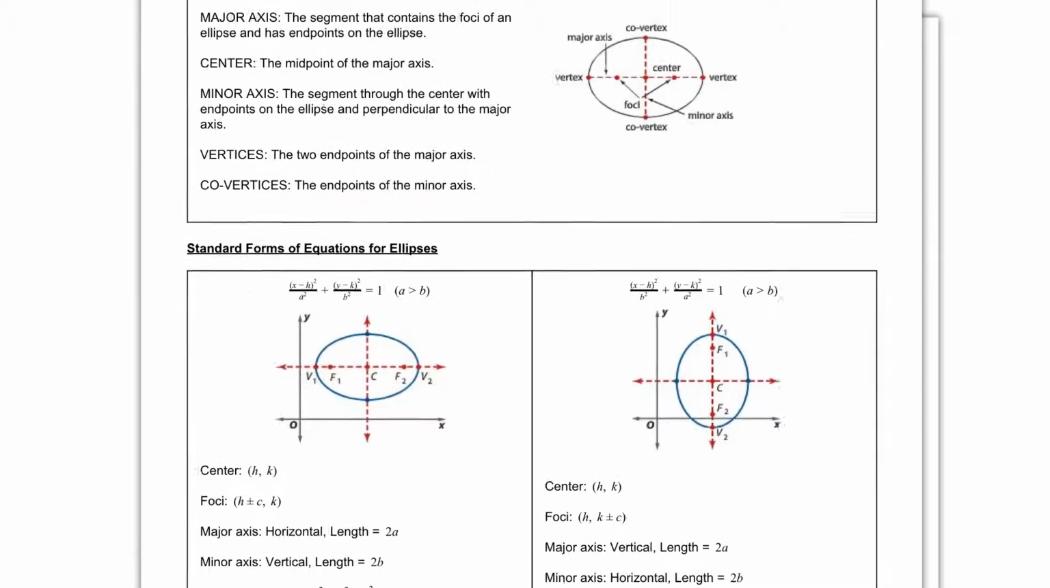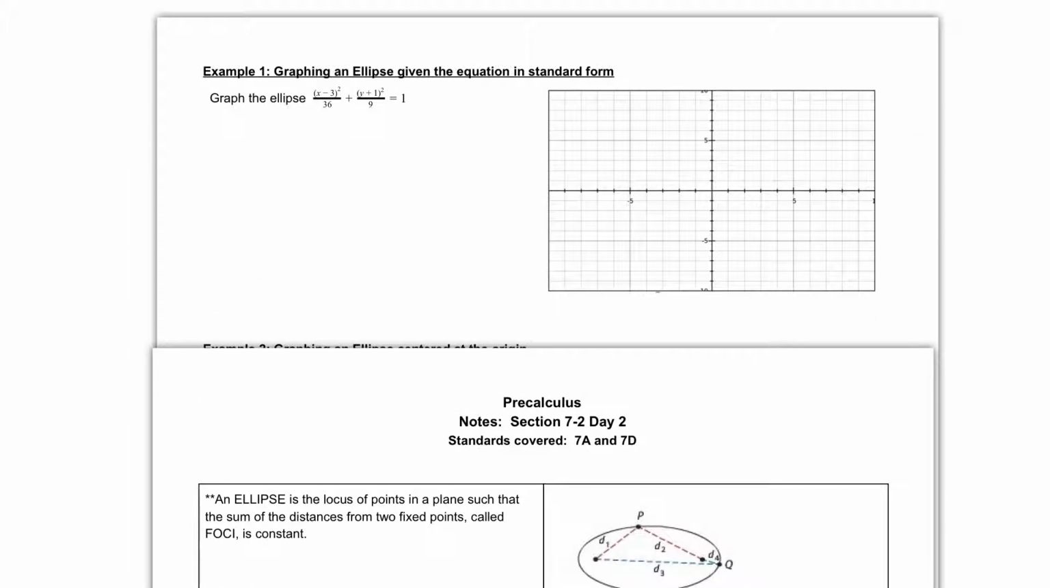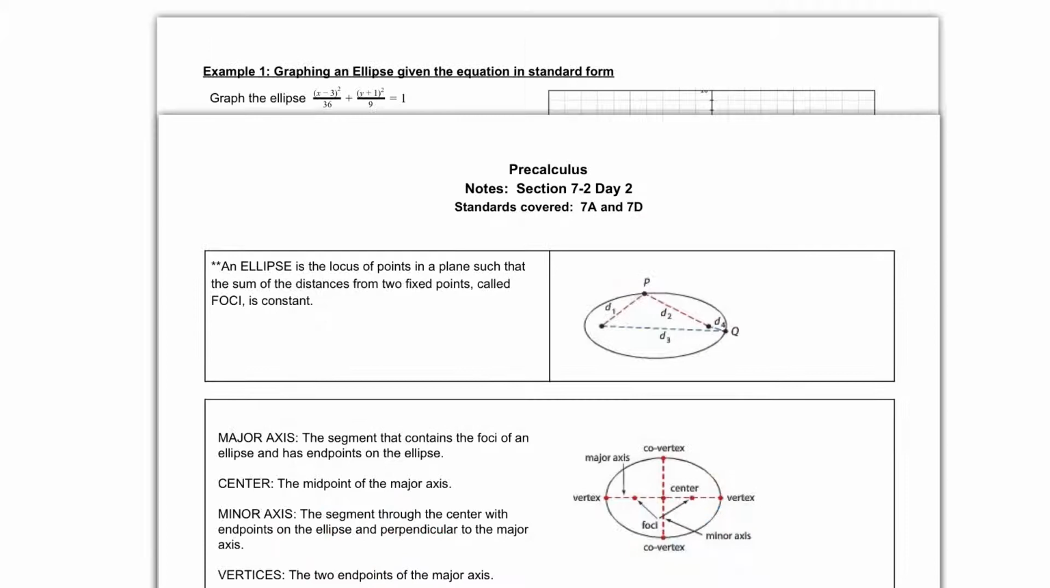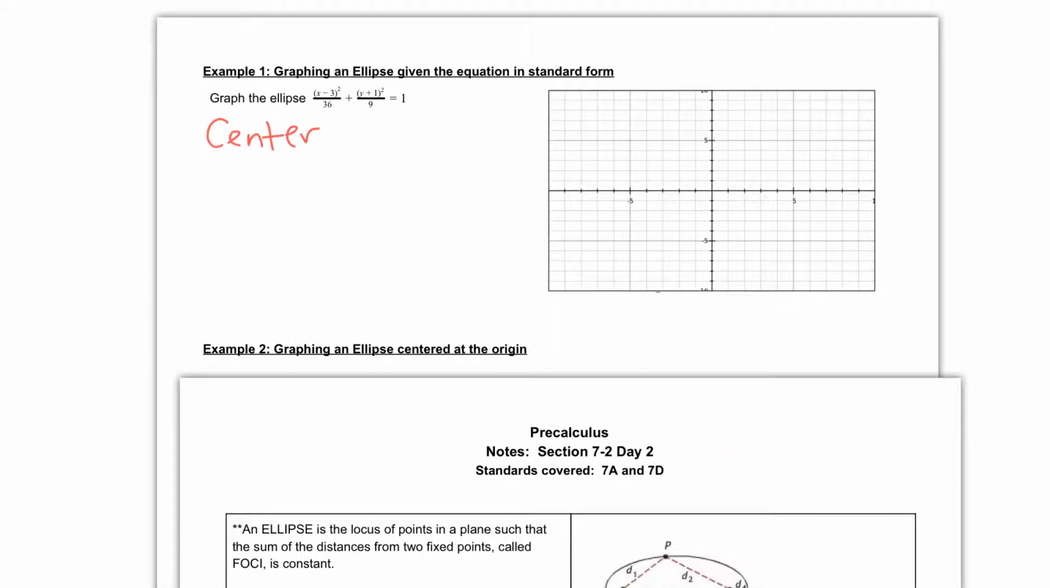So let's take a look back at example 1. Example 1 says, to graph the ellipse (x minus 3) squared divided by 36 plus (y plus 1) squared divided by 9 equals 1. In order to graph this, the first thing we want is the center. Actually, before we even find the center, we want to know which equation we have. So if we take a look at our equation, we have our bigger number under the x. So let's keep that in mind as we look at our equations.